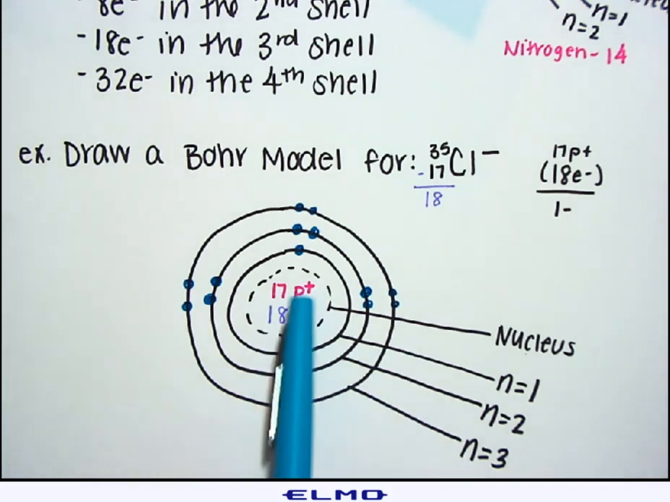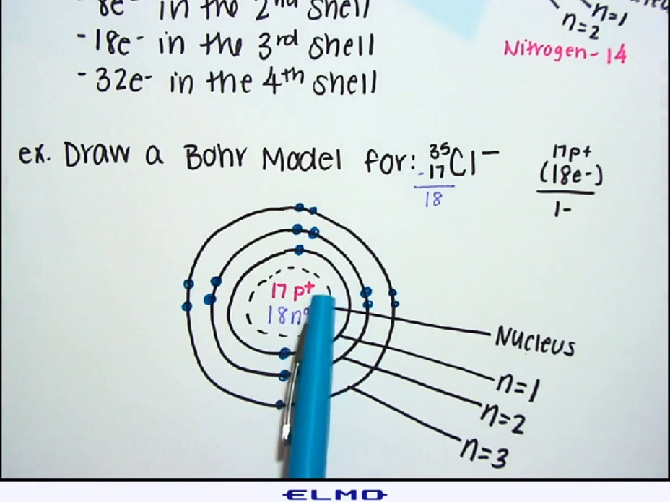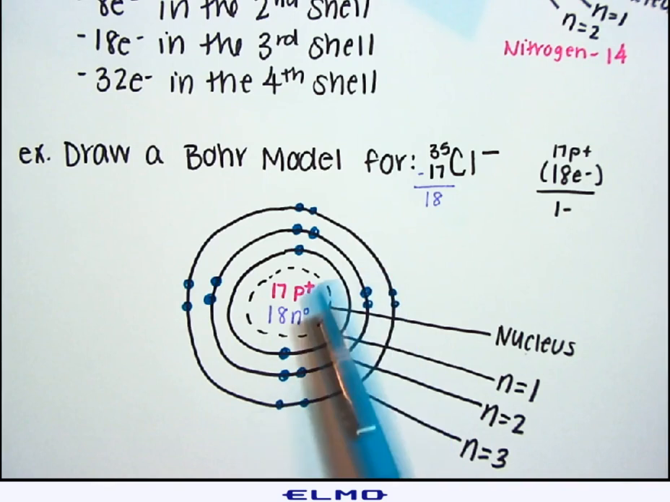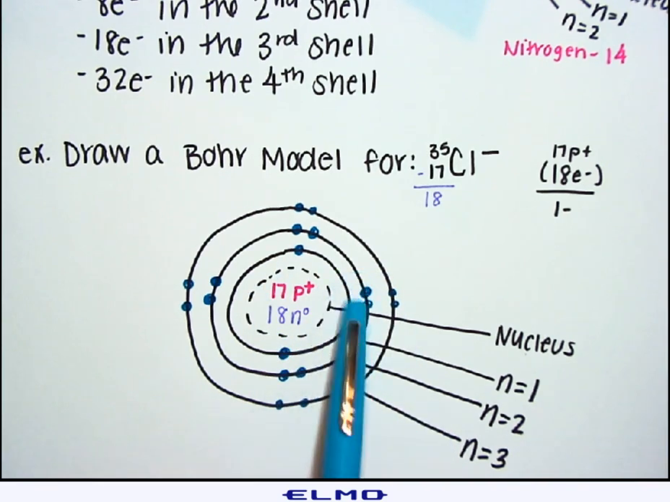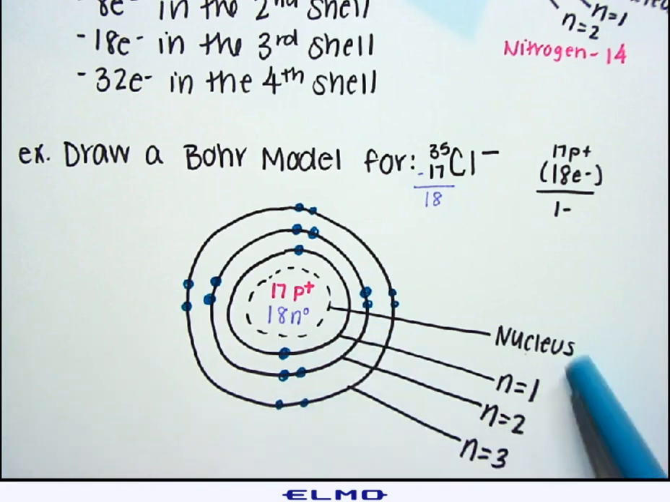I have the correct number of each subatomic particle: 17 protons, 18 neutrons, 18 electrons. I have my nucleus represented with a dotted line. I have my energy levels represented with a solid line. I clearly have the nucleus and each energy level labeled.